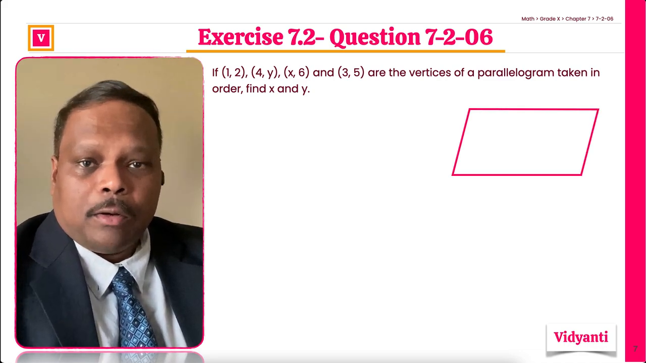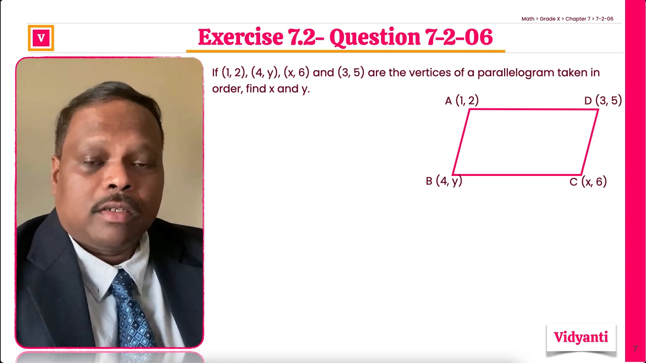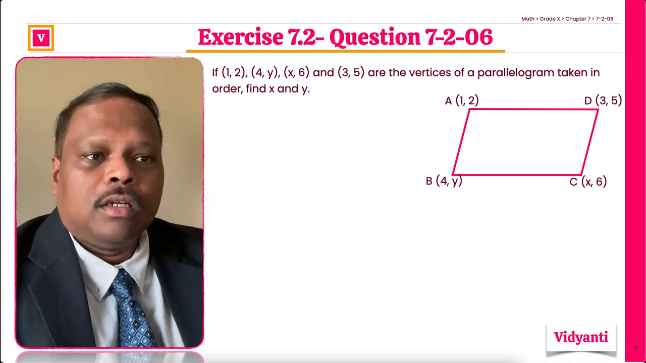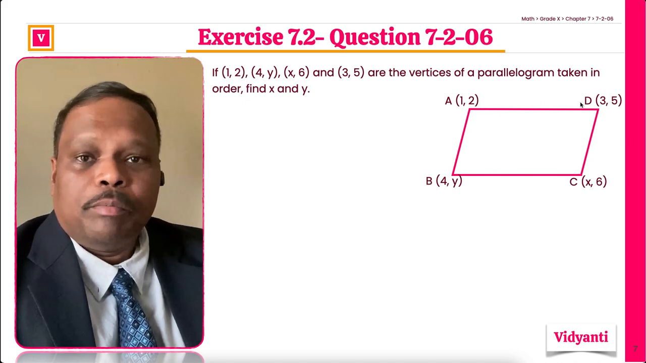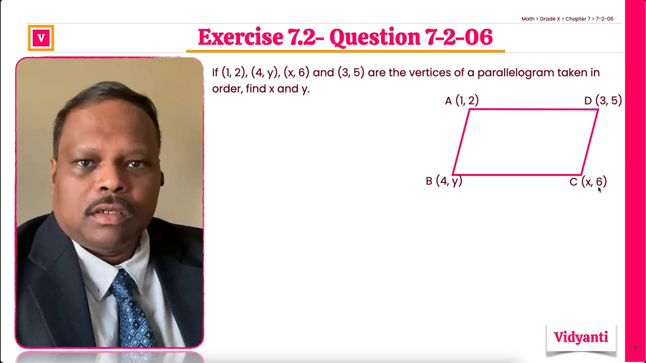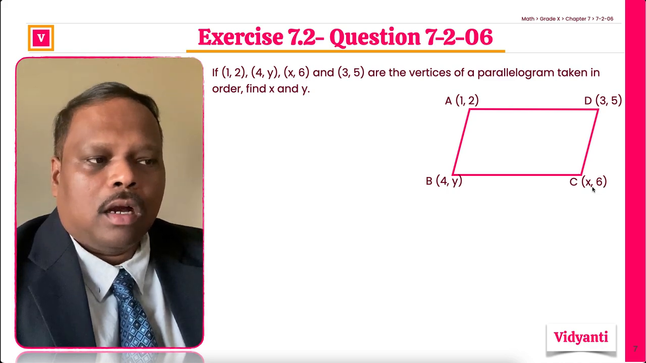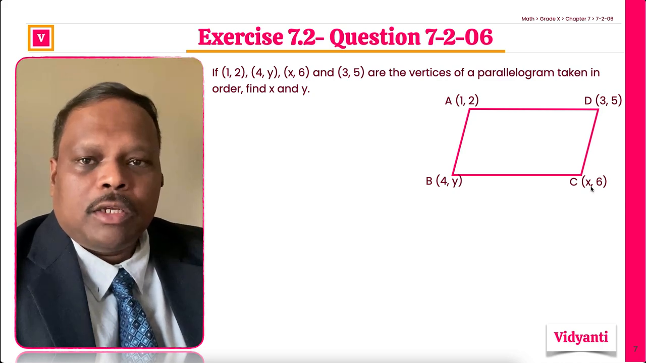Let's say this is a parallelogram with four vertices given. We have to take them in a cyclic order. That is very important. And if you notice, two coordinates are completely given, however, two coordinates are partially given, and they involve unknowns x and y. We know a property of a parallelogram that the diagonals of a parallelogram bisect each other.